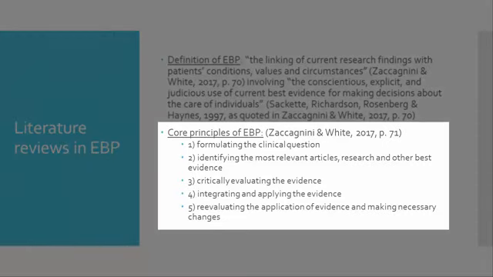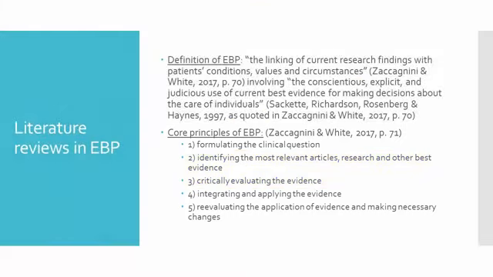Formulating the clinical question, 2. Identifying the most relevant articles, research, and other best evidence, 3. Critically evaluating the evidence, 4. Integrating and applying the evidence, and 5. Reevaluating the application of evidence and making necessary changes. Two of those core principles directly refer to the literature review process: identifying relevant articles and other evidence, and critically evaluating it. So being able to successfully conduct a literature review is an essential skill in evidence-based practice.